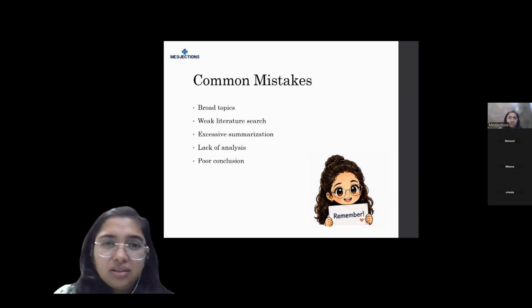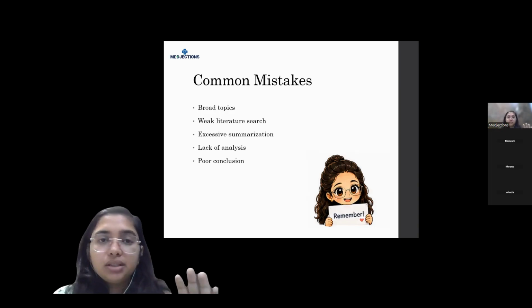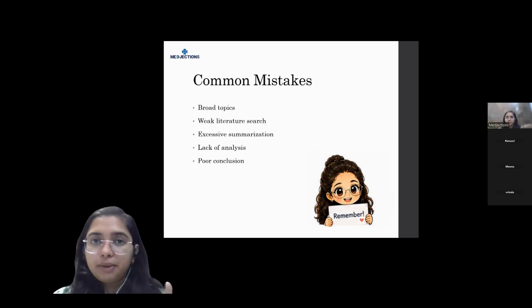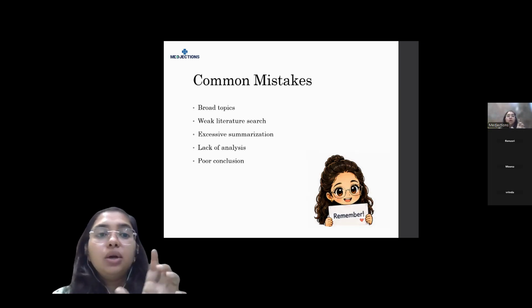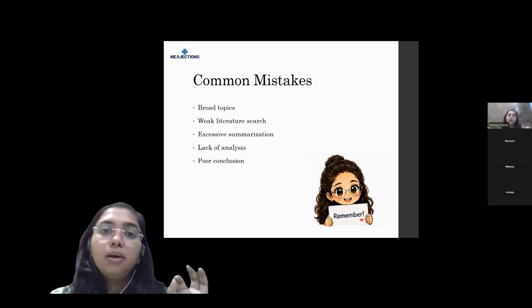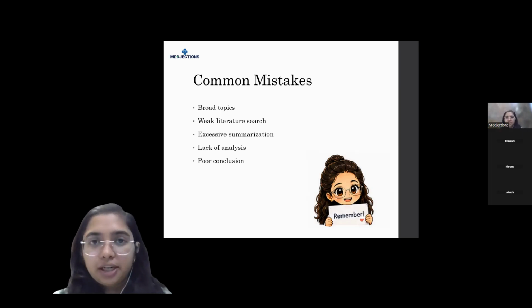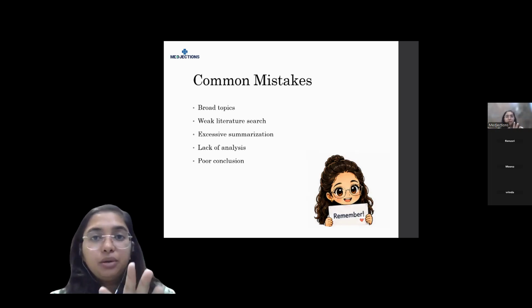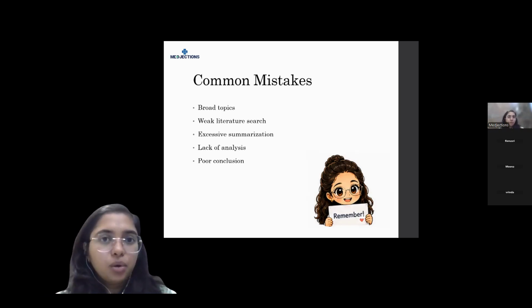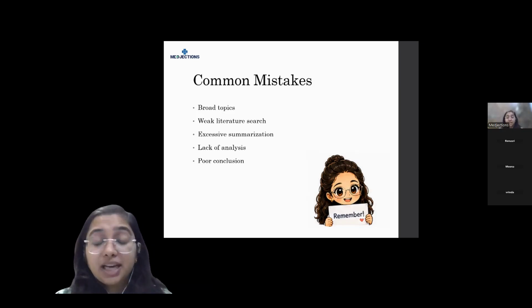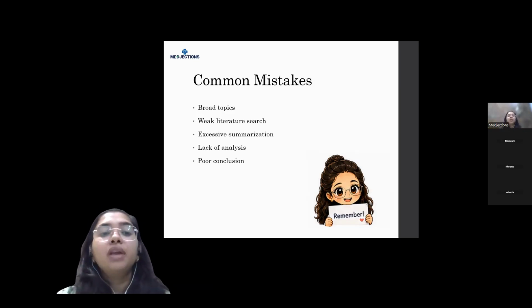Excessive summarization. You should be very limited in your words. You should be very concise, but it should be a very focused statement, okay? So always use this principle. You should not exceed more than 25 words in one statement. If you keep it under 25 words, you will write a very focused statement, okay? So please keep this in mind. You have to be precise and concise, okay?